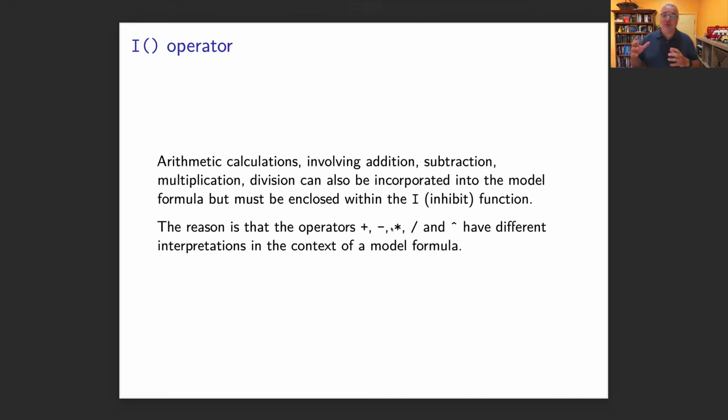And so what you do is you want to inhibit R doing its clever things. So we have a function called the inhibit function. So you go I, bracket, and you put the stuff inside that you don't want it to do. So if you want polynomials, so you want squared, cubed, if you want to divide things, times things, plus or minus, you put them in an I and brackets. So you basically say, leave it as is, do what it says.